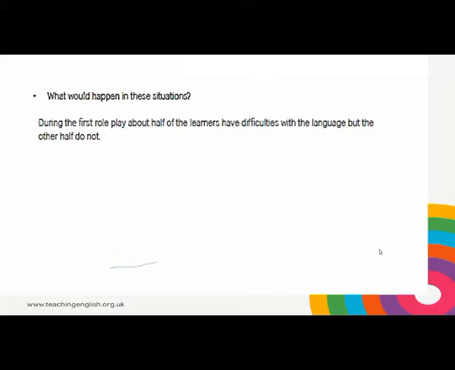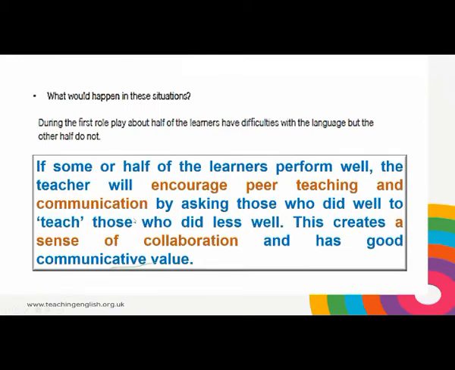Thank you so much, Mr. Osama. Yes, this is a good answer. Yes, that's what we should do. If half of the learners perform well, the teacher will encourage peer teaching, as Mr. Osama said, and communication by asking those who did well to teach those who did less well.